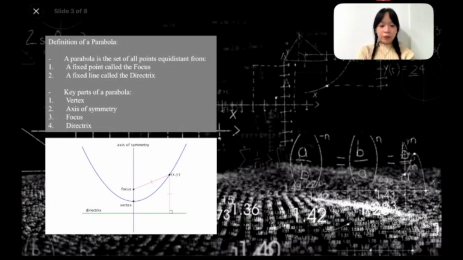The first one is the vertex, which may be at the top or bottom. Second, the axis of symmetry, the line that passes through the vertex and the focus. Third, the focal point inside the curve. In addition, the directrix is a line that lies outside the curve. This configuration plays a major role in its optical behavior.